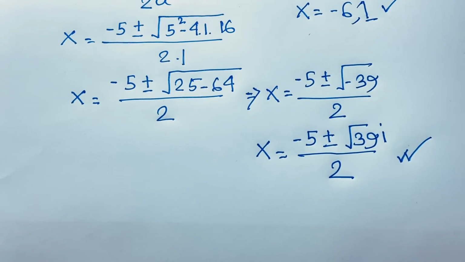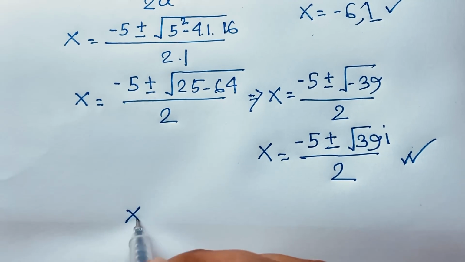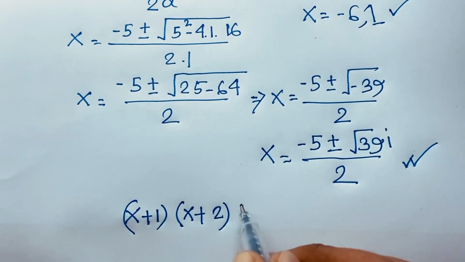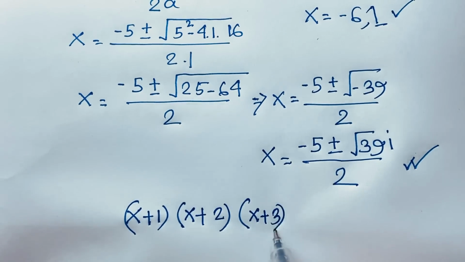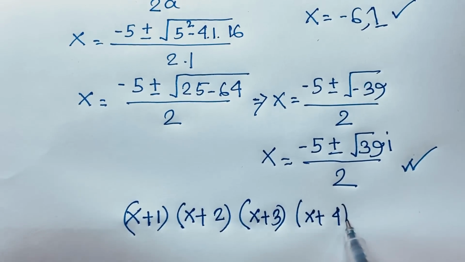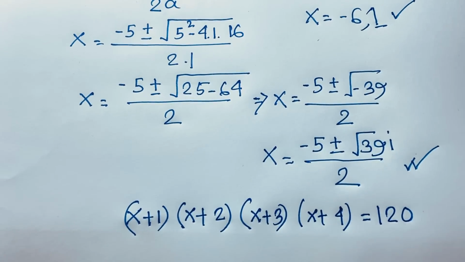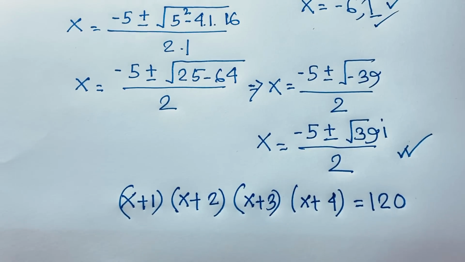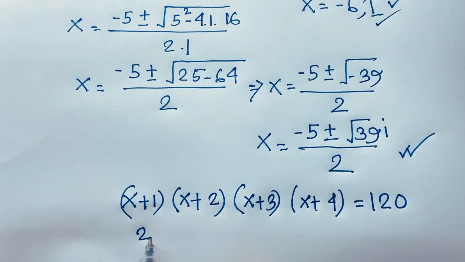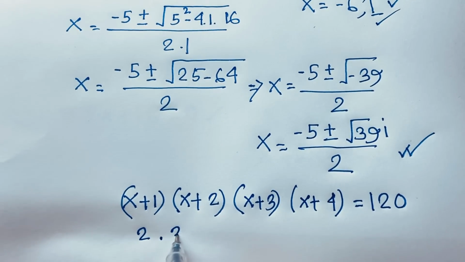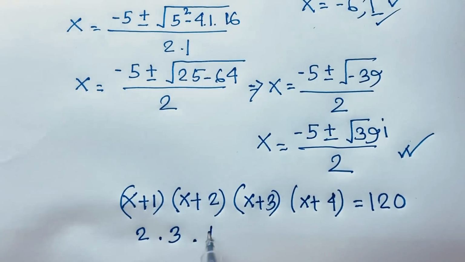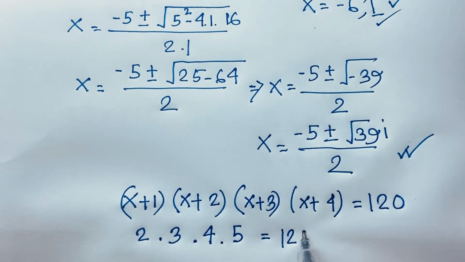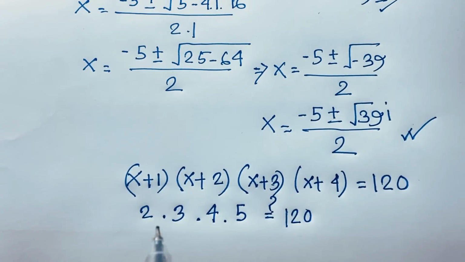Let's check our question. It will be x plus 1, x plus 2, x plus 3, and x plus 4 is equal to 120. This is our question. So first of all, we take x is equal to 1. So you can see it will be 1 plus 1 will be 2 times 1 plus 2 will be 3 times 1 plus 3 will be 4 times 1 plus 4 will be 5 is equal to 120. Is it right? So let's check.